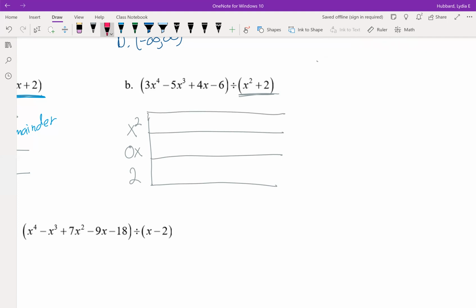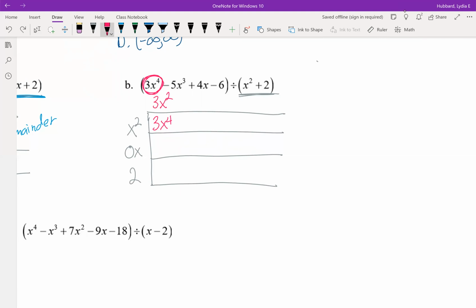And again, we repeat our process. So we start with our highest degree term, that's 3x to the 4th, and we put that right here. And we say, okay, what do I need to multiply x squared by to get 3x to the 4th? Well, that would be 3x squared. Then we multiply that out to everything else. And again, we can double check: 3x squared times x squared would give us 3x to the 4th, so we're good so far.